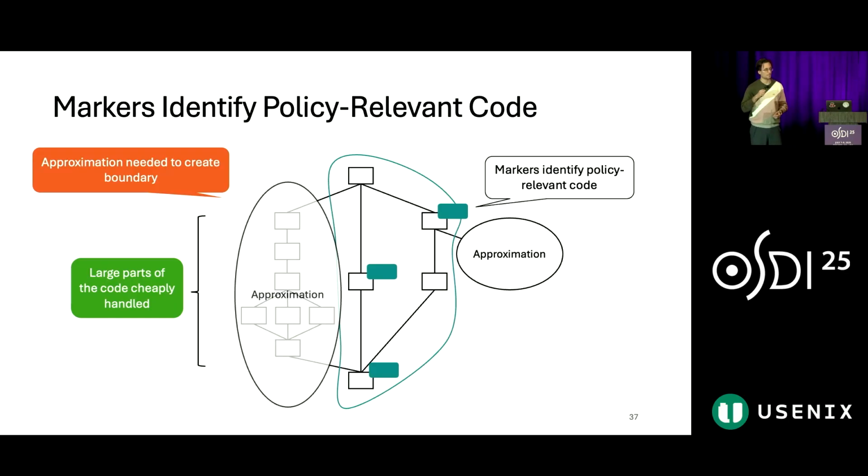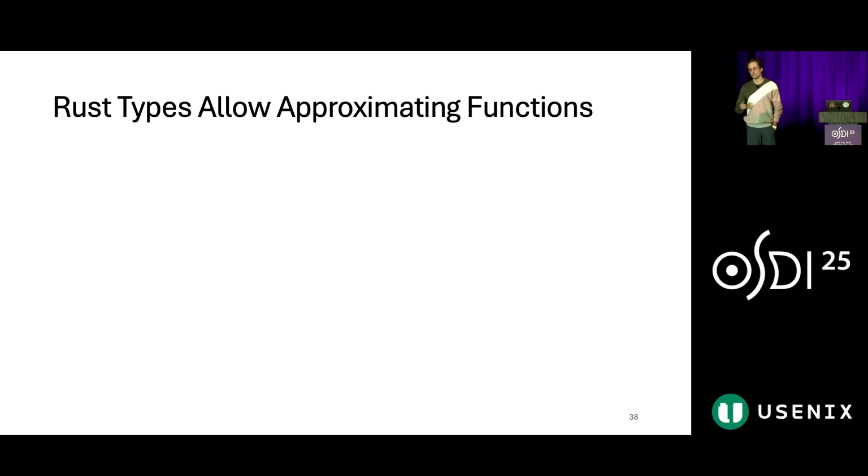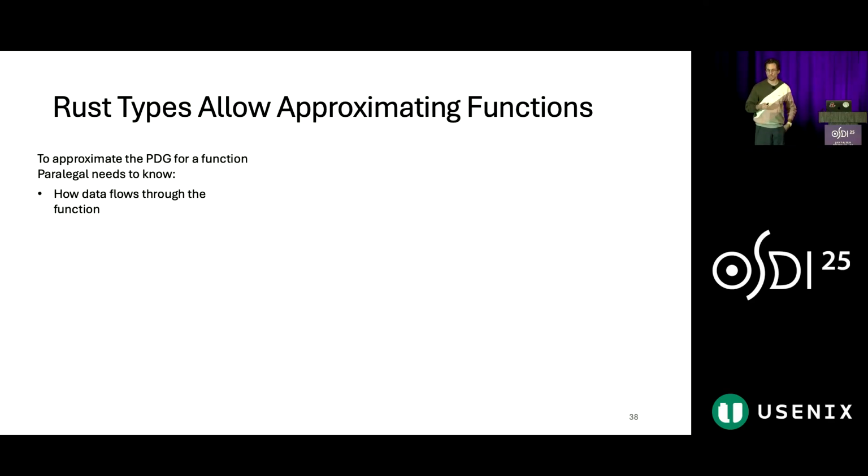So I'm going to show you now how Paralegal is able to perform this approximation on the granularity of functions by leveraging its target language, Rust. So if we imagine trying to approximate one of those functions, Paralegal needs to know the answer to 2 questions. One is, how does data actually flow through the function? And the second one is, what is the function's impact on what's called aliasing? So what data pointers might refer to?